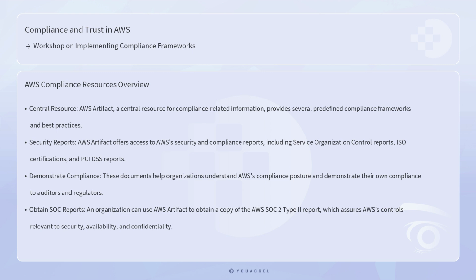For example, an organization can use AWS Artifact to obtain a copy of the AWS SOC 2 Type 2 report, which provides assurance that AWS controls relevant to security, availability, and confidentiality are effectively designed and operating.